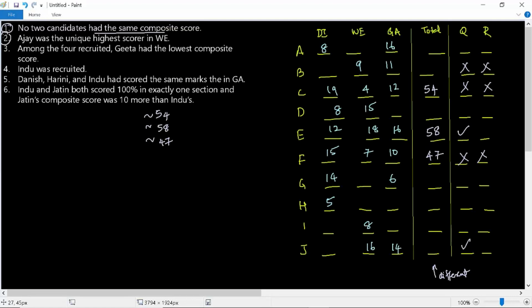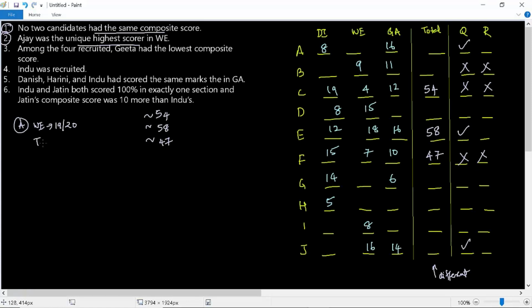Let's look at number 2. Ajay has a unique highest score in WE. This is the highest. We already see 18. It has to be unique and it has to be highest. So the WE score of Ajay will be either 19 or 20. And if that is the case, one thing that we know for sure is that whether it is 19 or 20, that score is greater than 14. So Ajay is going to qualify. We don't know whether he's going to be recruited, but definitely he's going to be qualified.